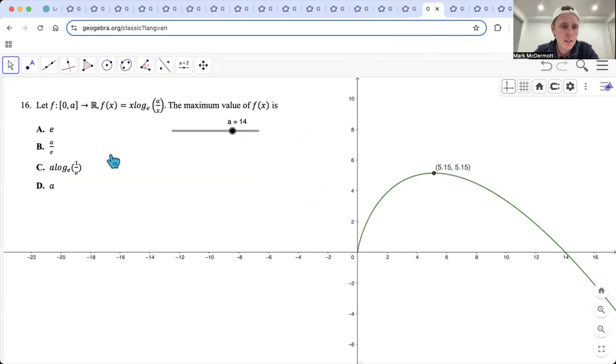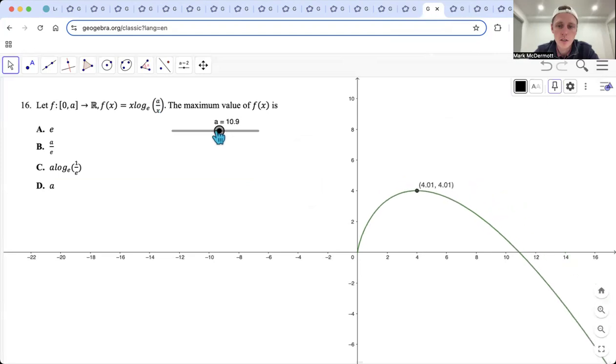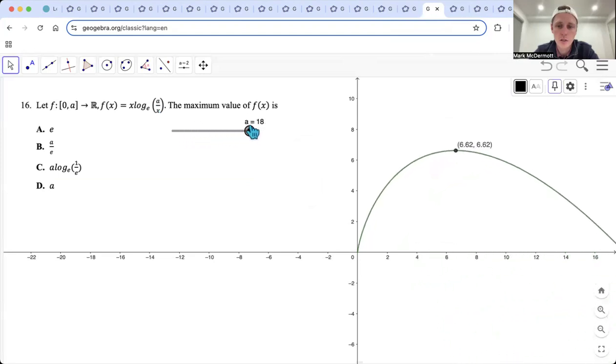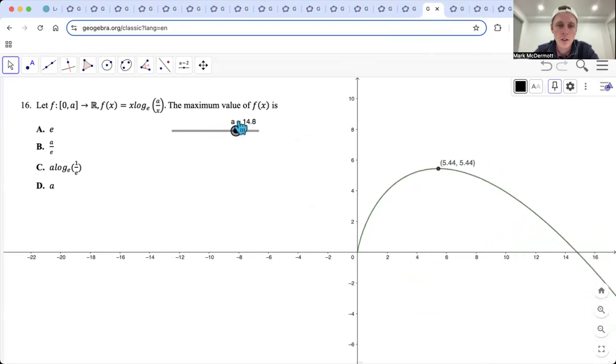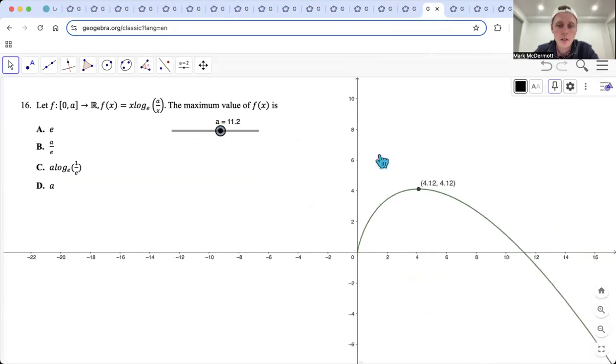Let f of x be a function between 0 and a such that f of x equals x log e of a on x. The maximum value of f of x is... I think it's a really neat question here. It sort of looks like this if we change the value of a. In any case, this is no use to us. This doesn't tell us what the value is. What you need to do here is get your calculator, differentiate this and set it equal to 0.